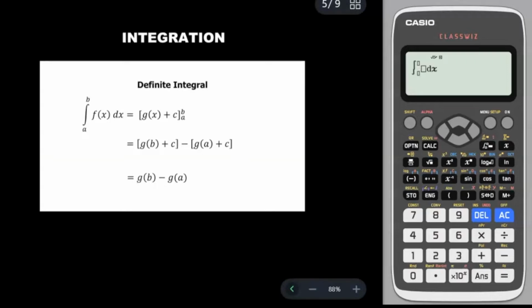For definite integral, we use this formula. So integration from a to b of f(x) dx, where a to b will be the limits, equals g(x) plus c. So g(x) plus c is the one that we already integrated, and then we put a square bracket, from a to b. Then after that, we substitute b into the first bracket, and then we substitute a into the second bracket, and then we minus. So we get g(b) minus g(a).